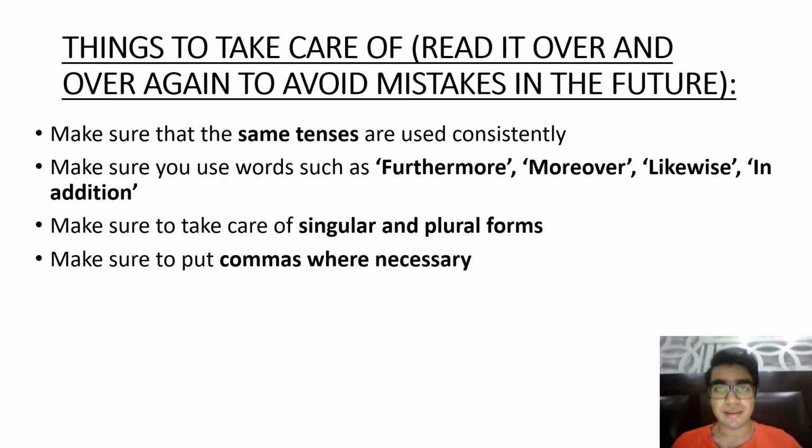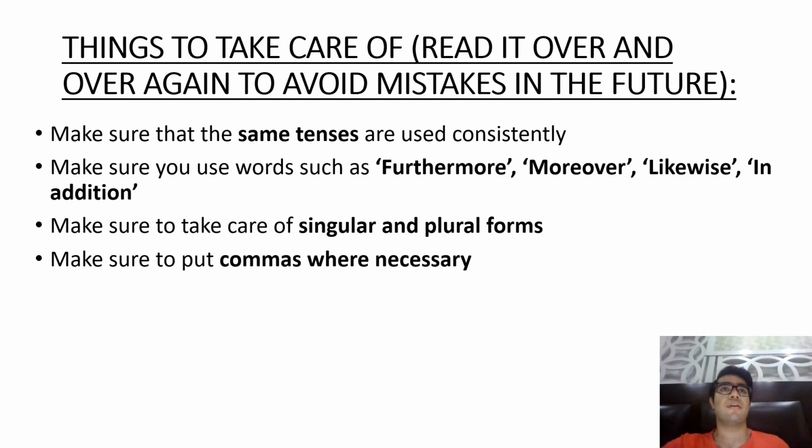Rahat, one more thing that I have to tell you is that these are the things to take care of when you write a report next time. Read it over and over again, memorize it, observe it in order to avoid mistakes in the future. The first thing is to make sure that the same tenses are used consistently. Make sure to read the graph carefully. If it's 2018, 2019, if it's in the past, then use past tense. If it's in the present, then use present tense. And if it's talking about a forecast in the future, if it's 2030 or 2040, then use future tense.